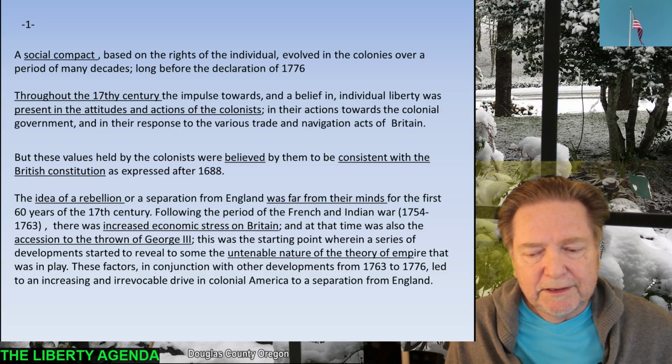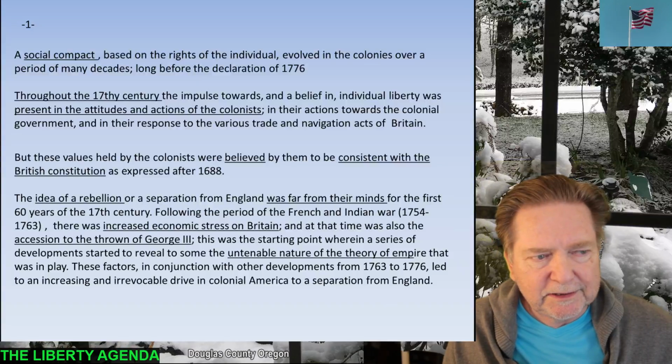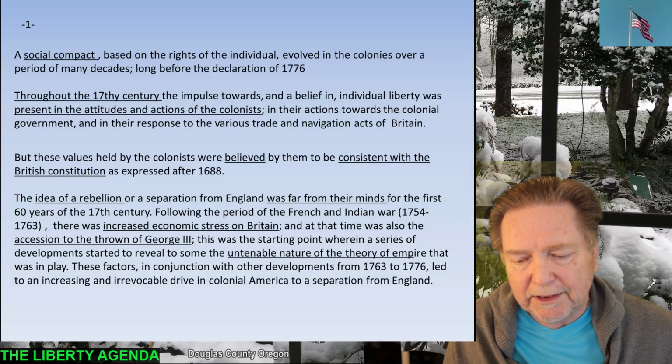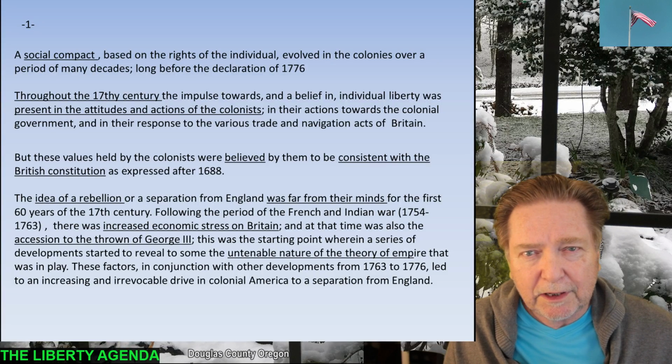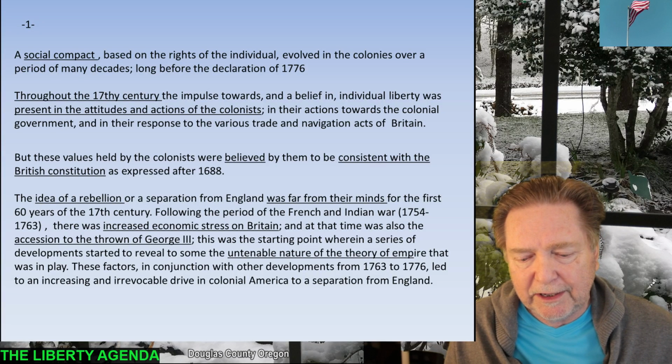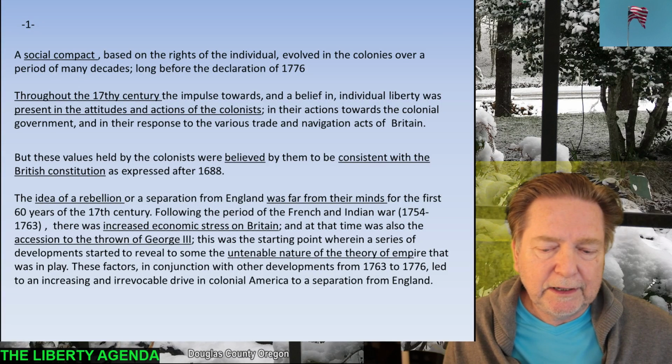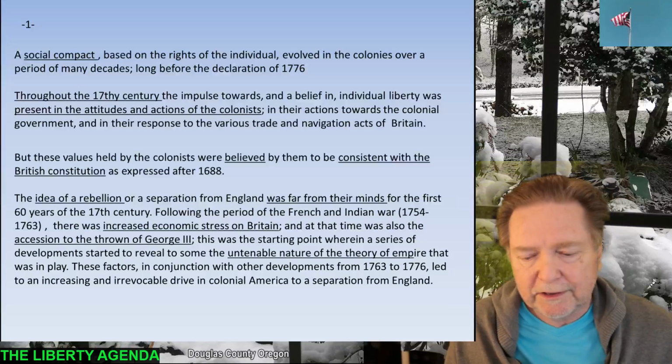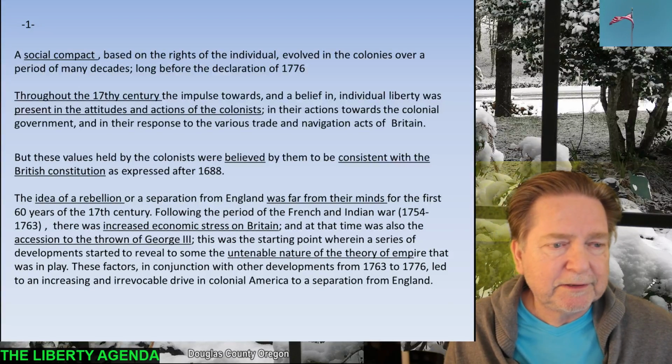But in the colonies, this idea, which actually began even in Britain in 1688, this idea of individual liberty never was lost. And so those people believed that government should have a limited role in their lives and really be there only to protect life, liberty, and happiness.